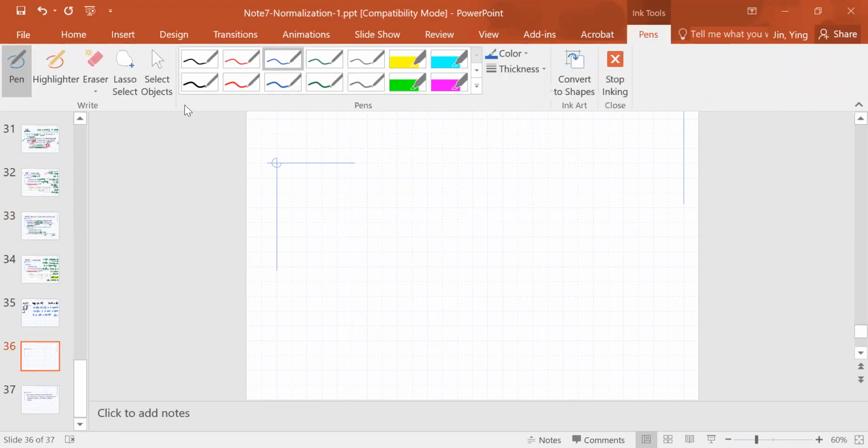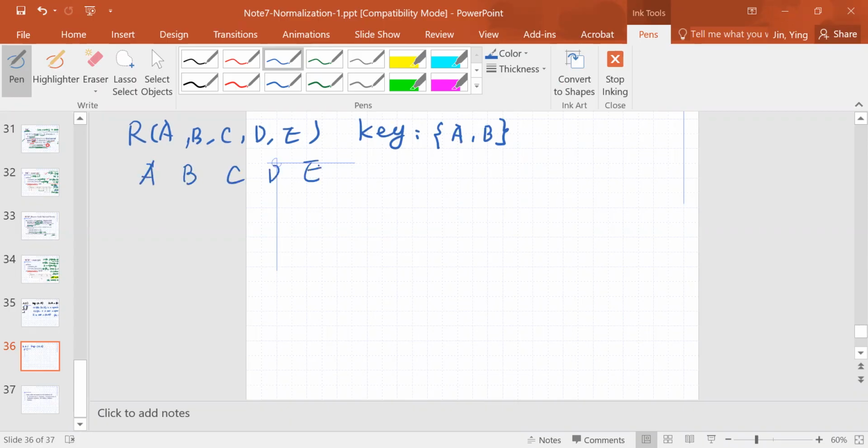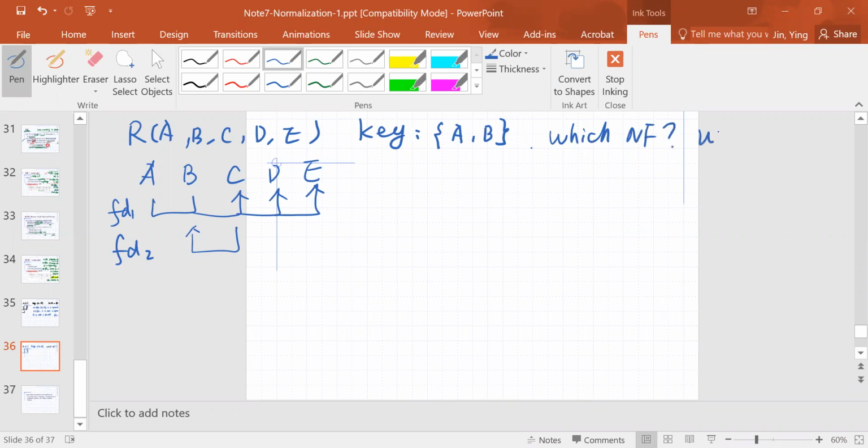Okay, so let's see. Say I have a relation R with attributes A, B, C, D, E. I have the following two functional dependencies, and one key, which is the combination of A, B. Okay, and my question is which normal form, right? And why?